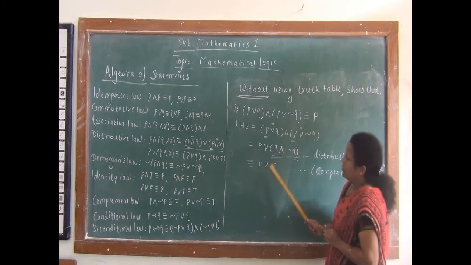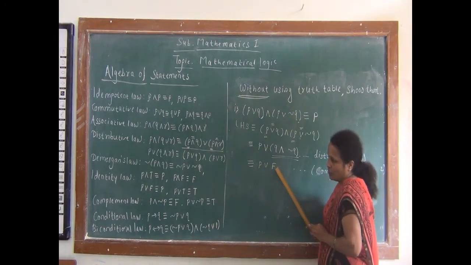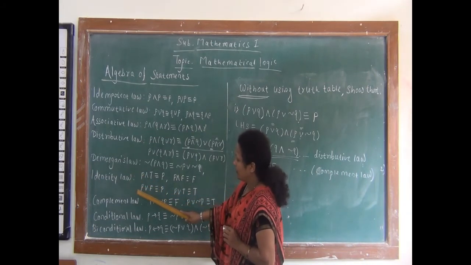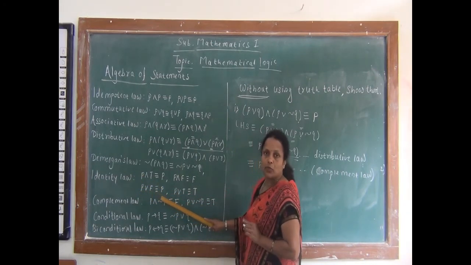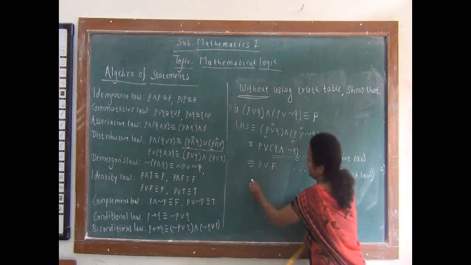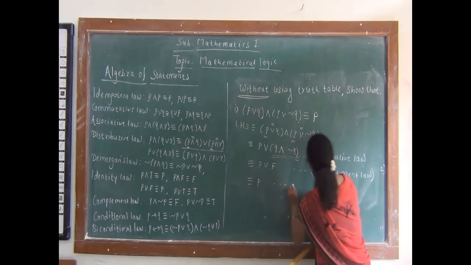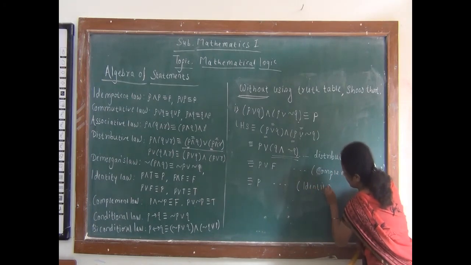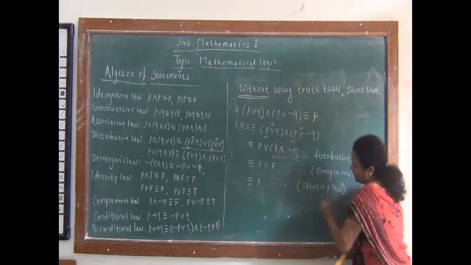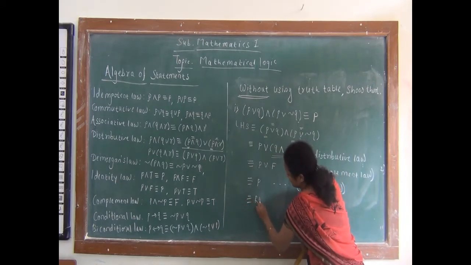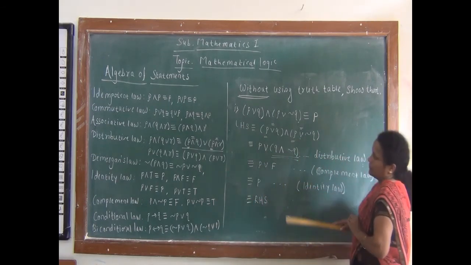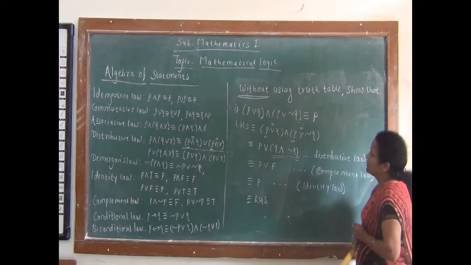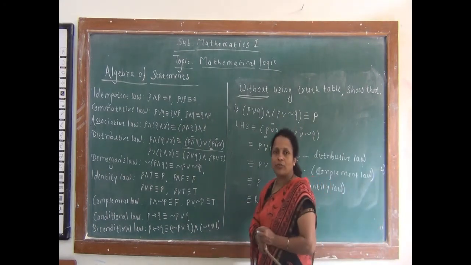And now for this P or F, we use identity law, and by identity law we mean P or F is equivalent to P. So here we get P, that is identity law, and this is our RHS. Equivalence by using laws of logic instead of truth table.